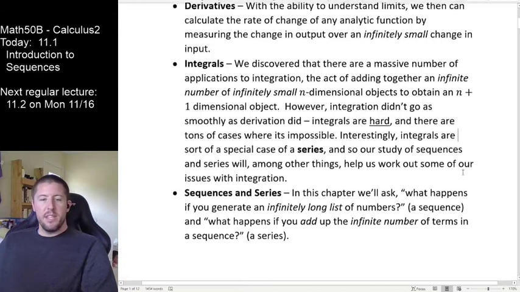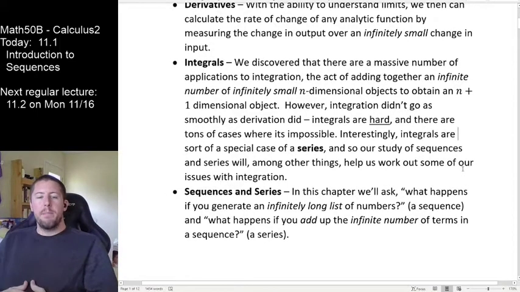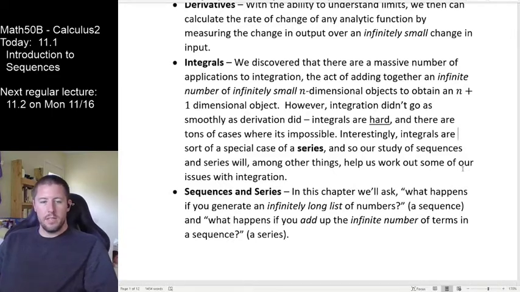And we're going to keep doing that with sequences and series. In this chapter, we're going to ask, what happens if we generate an infinitely long list of numbers? That's a sequence. And then the second part of this will be, what happens if you add up the infinite number of terms that are in a sequence? That's what we'll call a series.